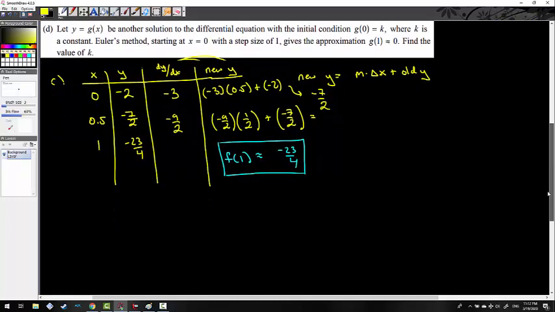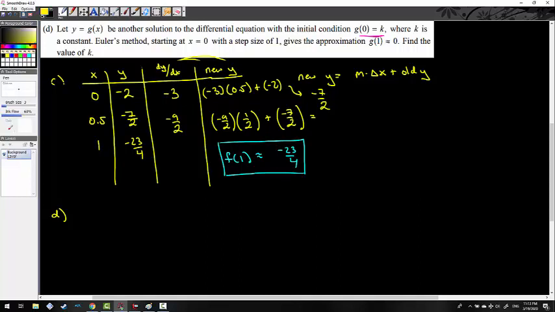Okay, let's take a look at D. Another Euler's method problem. Now this one here is a little more complicated. I would say it's probably ranked number 2 for the hardest problem on this DiffEQ here. It says that y equals g of x be another solution to the differential equation with the initial condition g of 0 equals k. Well, that's going to be important. Where k is a constant, using Euler's method starting at 0 with a step size of 1, gives the approximation g of 1 is approximately 0. Find the value of k.